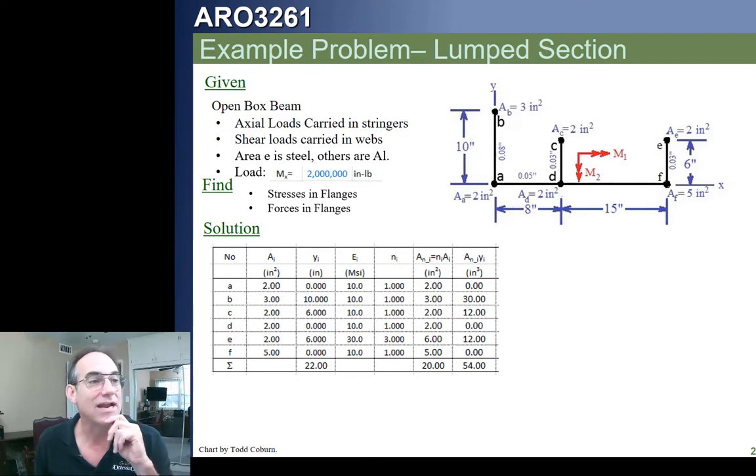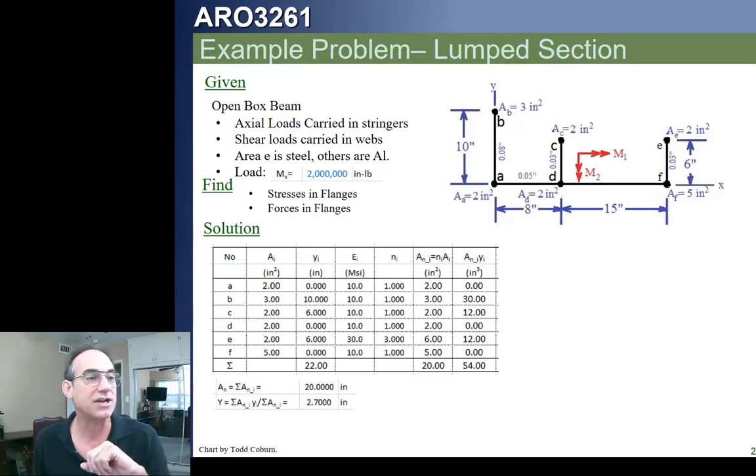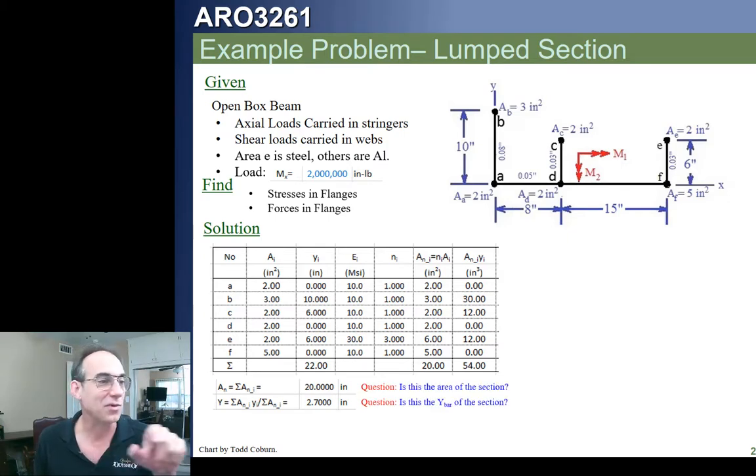We then calculate our inertia and our inertia times the Y bar. We use those to calculate our Y bar of the section, and we can calculate our inertia of the total section. We then can go on. Here's a couple questions for you. Is that the area of the section? No, it's the inertia, but that's what we need to calculate stresses. Is that the real Y bar of the section? Yes, that is the correct Y bar of the section.